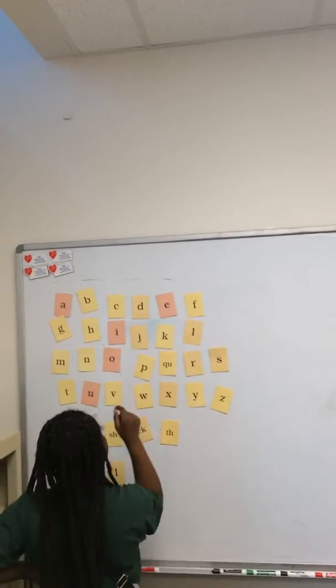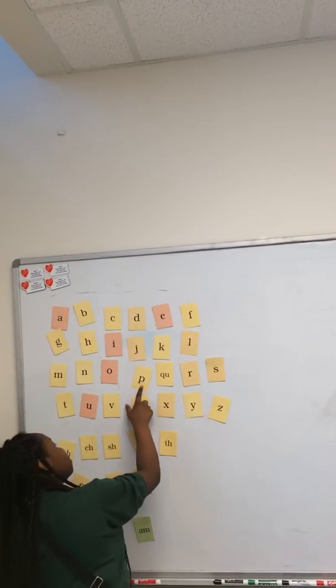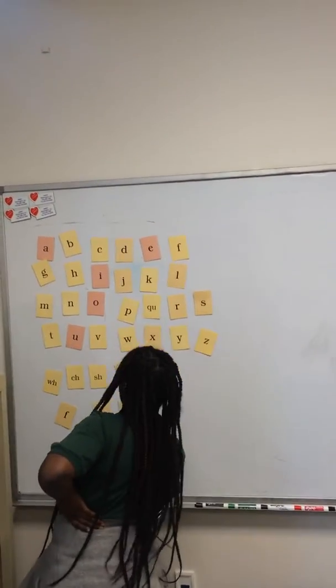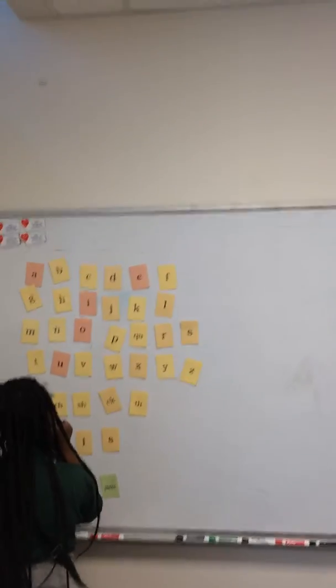P. You said P. Mm-hmm. P. Good. M. All. L. R. Good. Now we're going to spell some words.